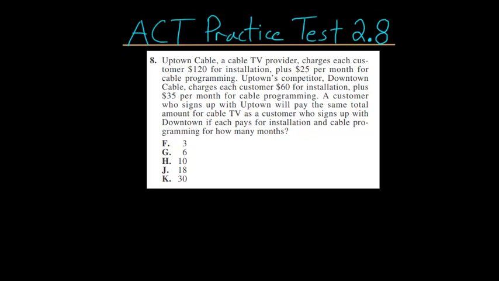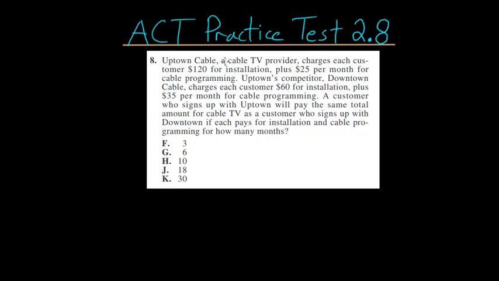For the 8th problem on the second ACT practice test: Uptown Cable, a cable TV provider, charges each customer $120 for installation plus $25 per month for cable programming. Uptown's competitor, Downtown Cable, charges each customer $60 for installation plus $35 per month for cable programming. A customer who signs up with Uptown will pay the same total amount for cable TV as a customer who signs up with Downtown if each pays for installation and cable programming for how many months?